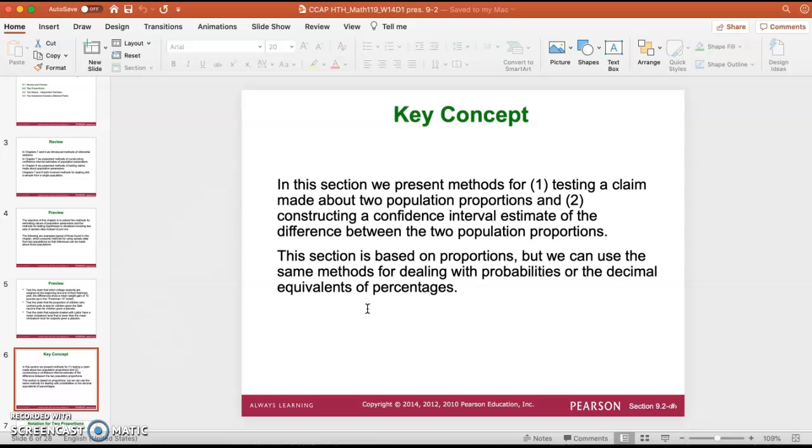Alright, so in this section, the key concepts are, we'll present methods for, one, testing a claim made about two population proportions, and also constructing confidence interval estimates of the difference between two population proportions. So notice, testing a claim made about two population proportions, and then estimating the difference. That's what the confidence intervals will be for. Now this section is based on proportions, but we can use the same methods for dealing with probabilities or decimal equivalents of percentages because those are proportions still. It just depends on how you name it.